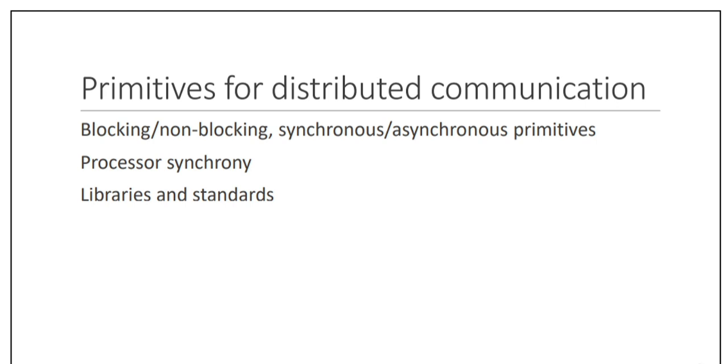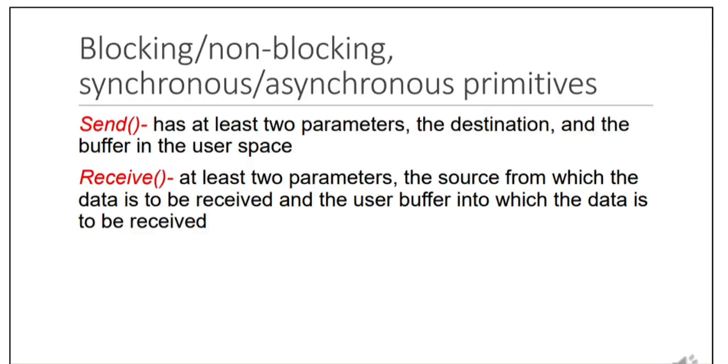The two important messages are send and receive. If you send a message to the other distributed system, it will give a reply to the receive message. For the primitives for distributed communication, we have four types: blocking and non-blocking, synchronous and asynchronous primitives. First we are going to see the send and receive messages.